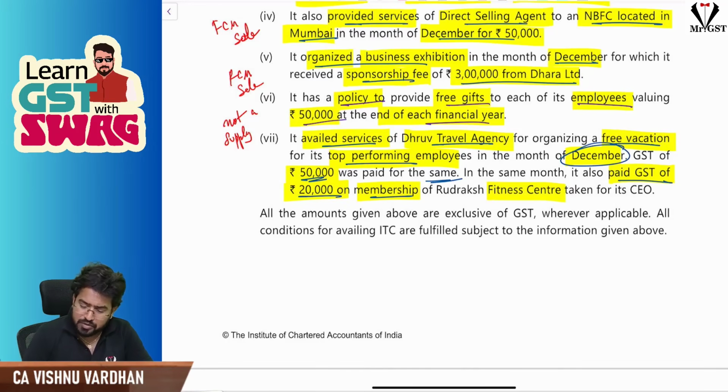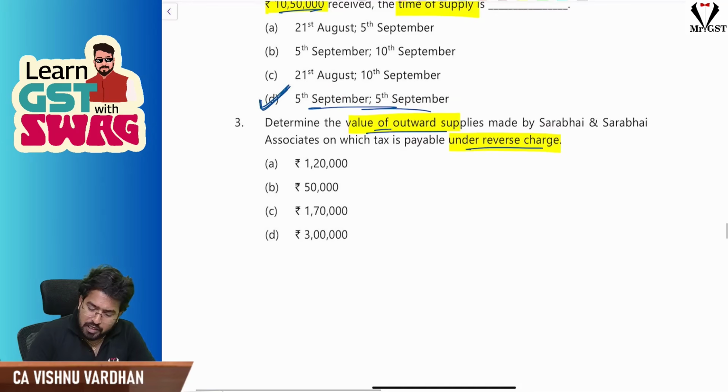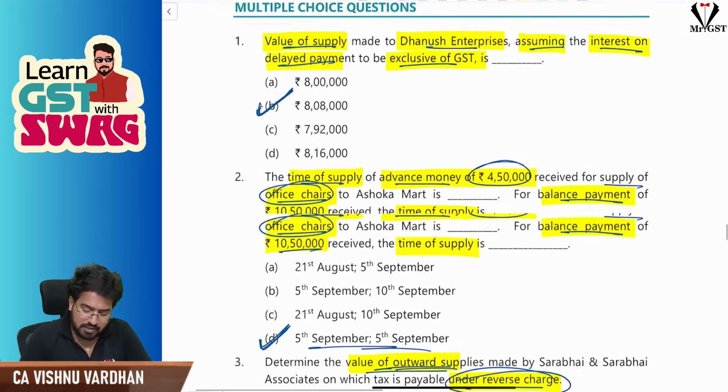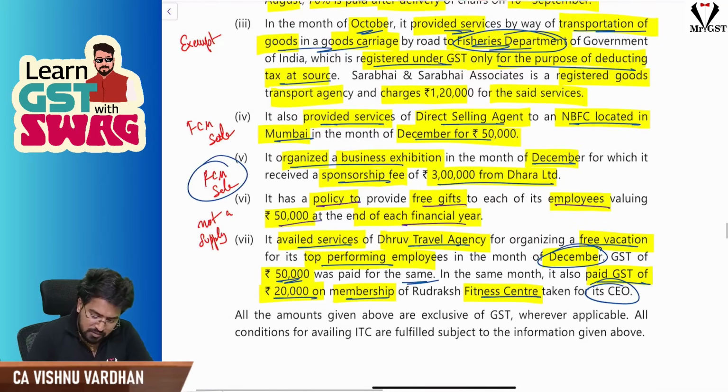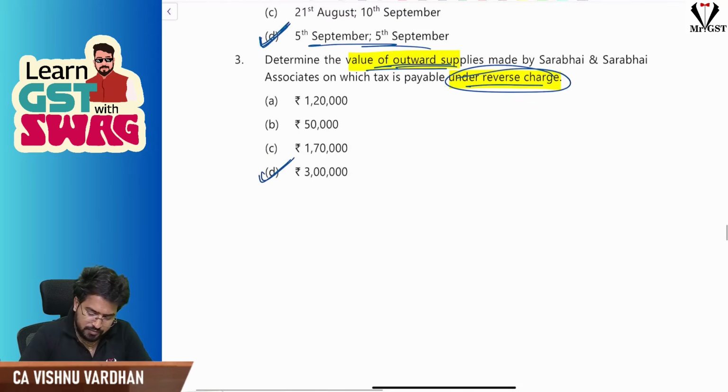Paid GST 20,000 membership fees for fitness center for CU. Membership of a fitness center is blocked. Okay. If you remember, we have left out with only two questions. Value of outward supplies where tax is payable under reverse charge. That means RCM sale. RCM sale only this one, that is 3 lakh. So 3 lakh is the answer here.